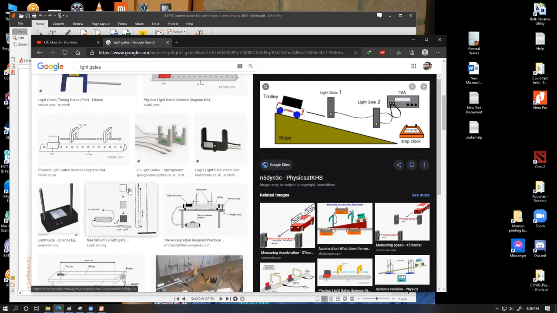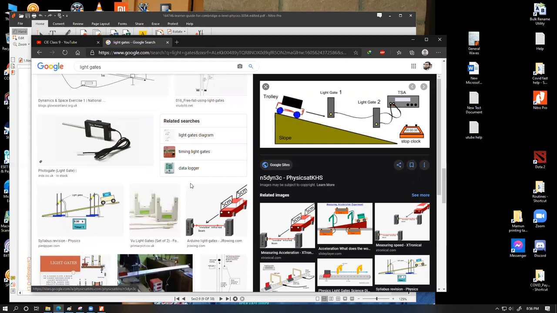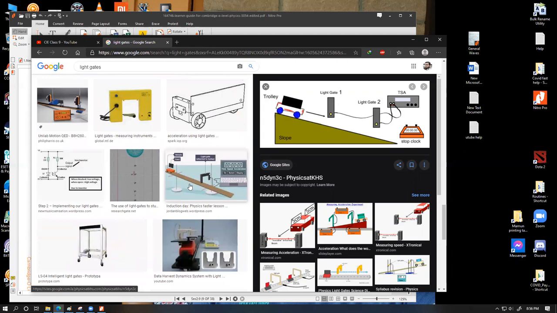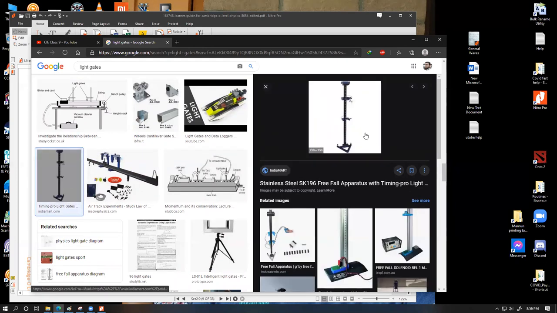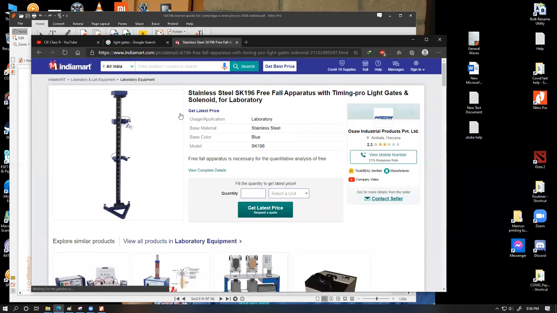So here you can see another vertical experiment setup. I'm trying to find a falling object light gate setup. Is this... yeah, exactly, a free fall apparatus. Beautiful, this is the image that I'm talking about. So they're selling this device, and these things are Bluetooth connected, which makes it even easier, so you don't have a wired connection. Beautifully designed.